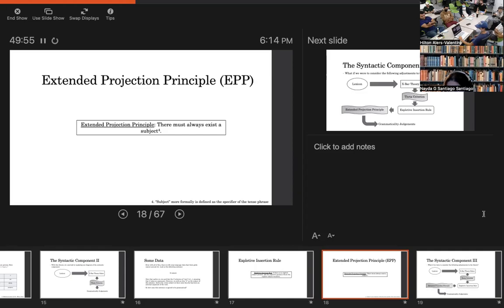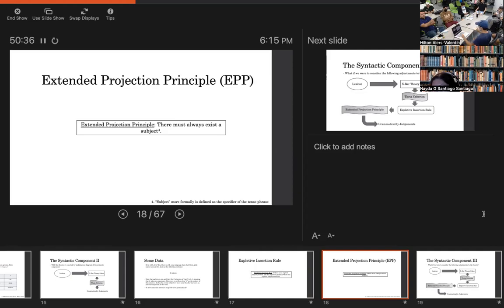So, we will see how this is incorporated into the principles and parameters. This is actually really important to go through, because this is what we will see throughout the presentation. The subject, more formally, is how we mentioned before, how the tense phrase has a specifier, right? That specifier of the tense phrase is the subject. And what the extended projection principle is saying is that in every single tense phrase, there needs to exist a specifier. A specifier has to be syntactically present in the tense phrase. If that doesn't happen, then the whole sentence is ungrammatical, okay?